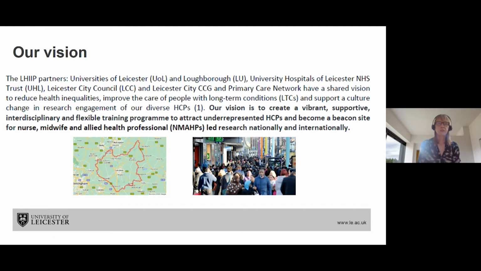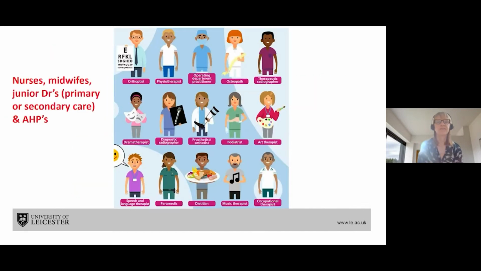This was one of the questions that we were asked a lot in the run up to this. All of you were selected because you were a nurse, midwife, an AHP, or indeed a junior doctor. The junior doctors that can apply can be from either primary or secondary care. But I thought it was worth reminding everybody, in case you have conversations subsequently about this doctoral training programme, about what allied health professionals are. This is an infographic describing the range of allied health professionals. You'll note that pharmacists aren't on there as an example, and we very specifically chose to focus on nurses, midwives and AHPs.